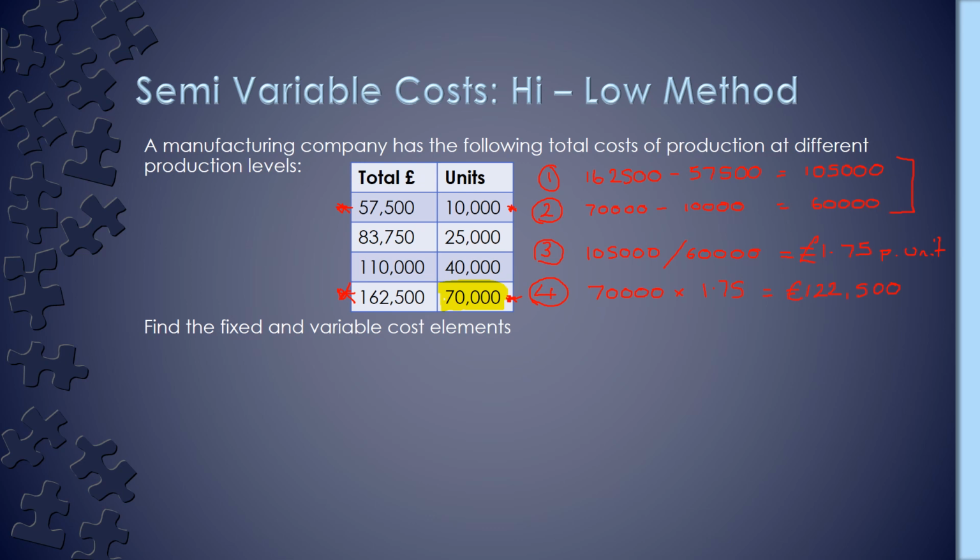If we stop here for a second, we can see that because we've worked out what our variable element is here for the 70,000, we're at 122,500, but we know the total cost is actually 162,500. So this is where we can now work out what our fixed element is.